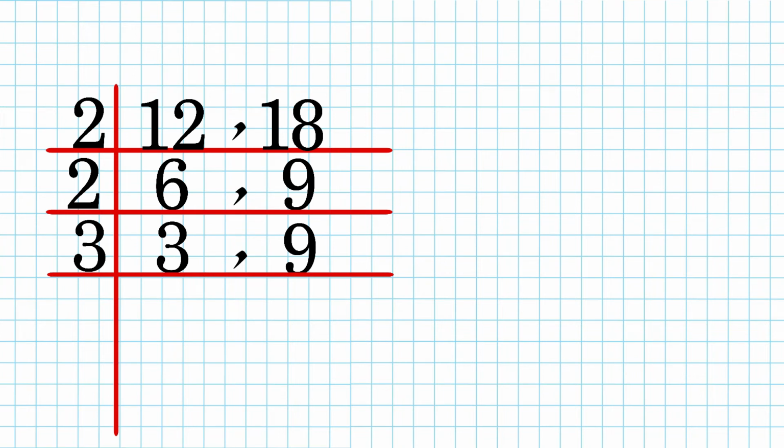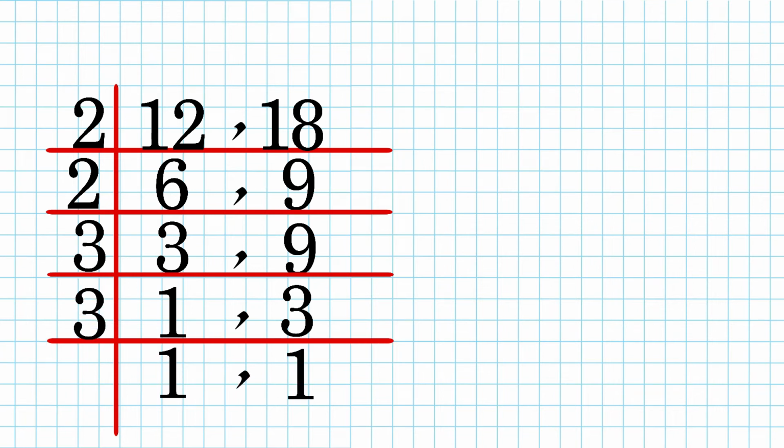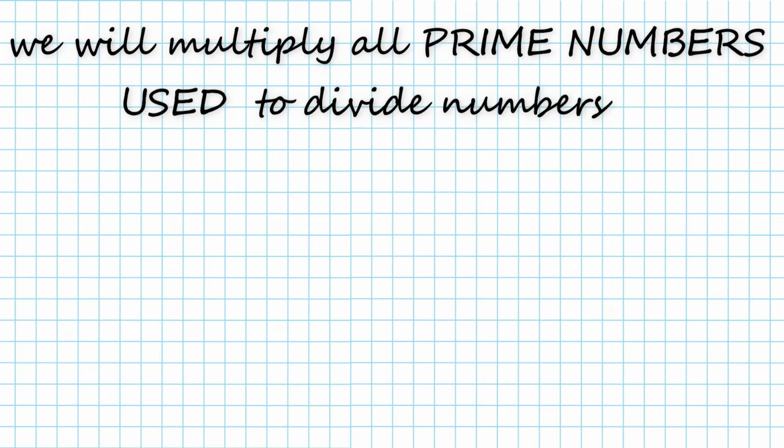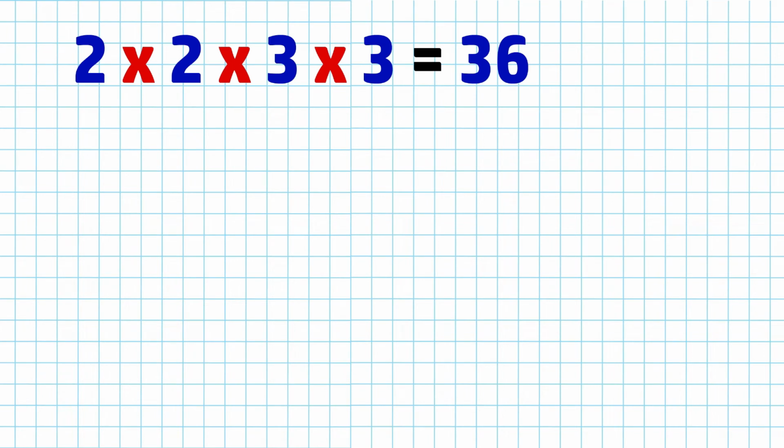3 and 9 both are the multiples of 3. The next prime number. We will divide both of them by 3. 3 divided by 3 is equals to 1 and 9 divided by 3 is equals to 3. We are left with 3 again. So 3 divided by 3 is equals to 1. To find out the LCM, we will multiply all the prime numbers used to divide the numbers. 2 multiplied by 2 multiplied by 3 multiplied by 3 is equals to 36.